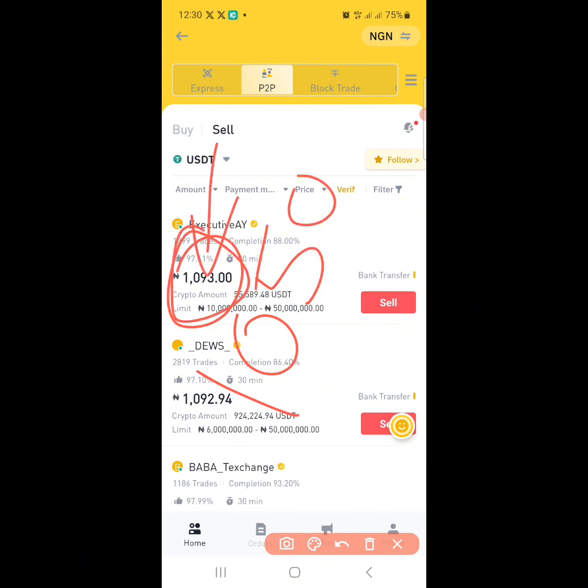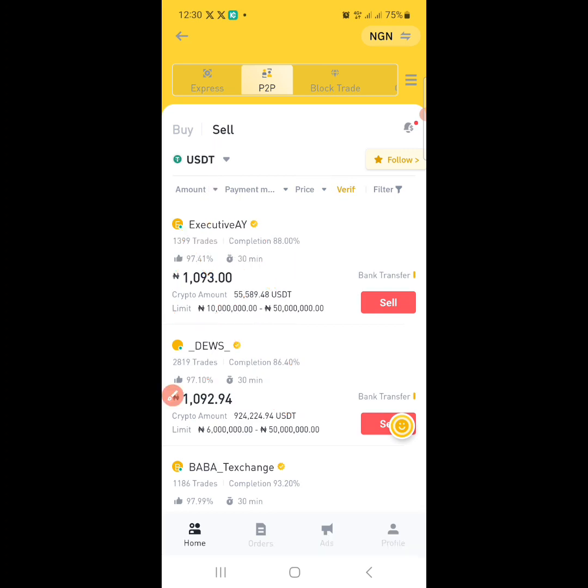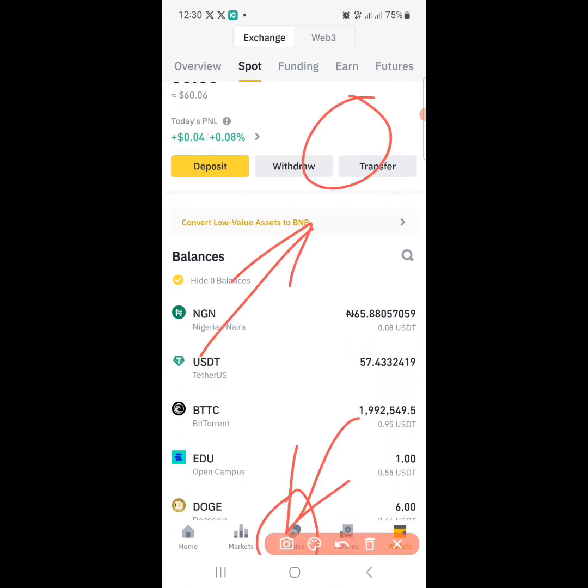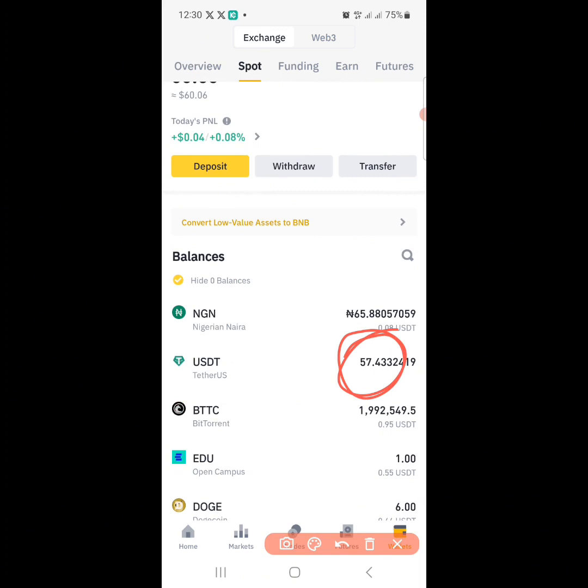So this is where crypto arbitrage comes in. Now I'll be taking you through how to do that. After you fund your wallet with NGN, just go over to the trade section to buy USDT. Once you've bought USDT, the next thing you have to do is transfer your USDT from your spot area to the funding area. Since we are performing the transaction on the merchant area, that is the peer-to-peer section, you have to transfer your funds from spot to funding.